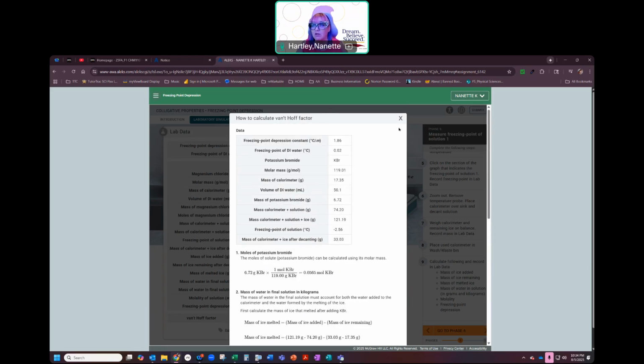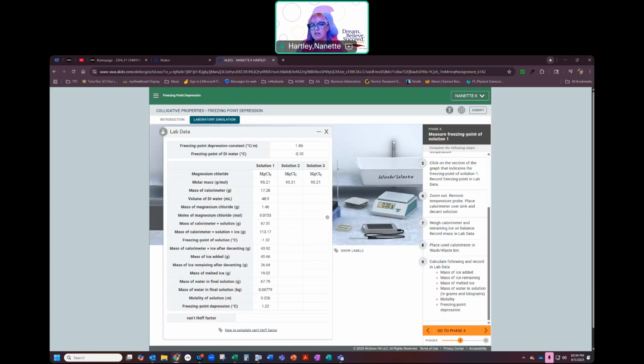What it's not going to tell you is things like the mass of the ice added, which you'll have to figure out on your own. The mass of the ice remaining after decanting, that's something you'll have to figure out on your own. Some things, like the mass of the melted ice, you will have to figure out those calculations. You have enough information to do so.